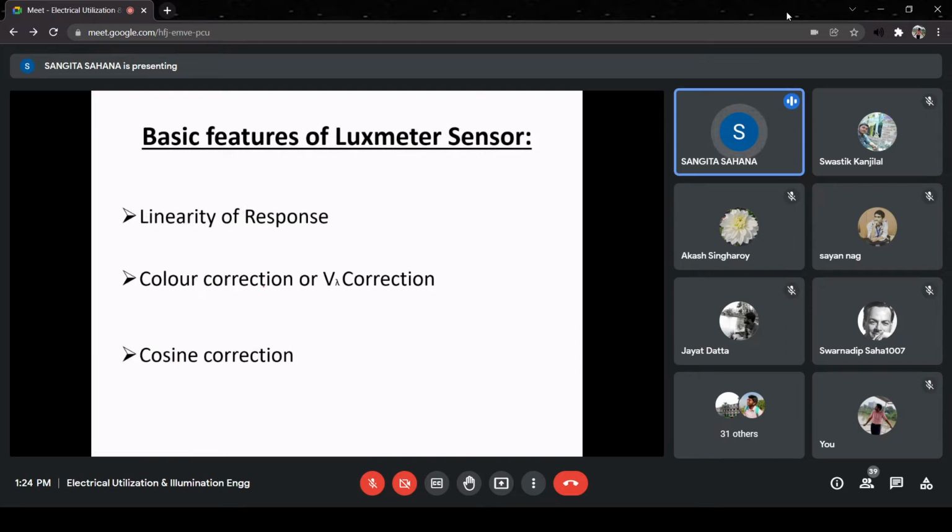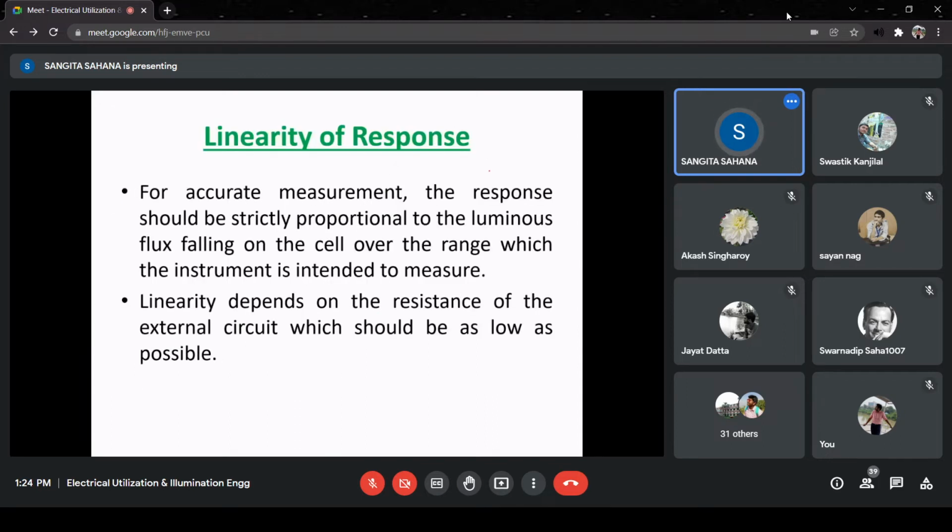So can I use an LDR as a lux meter sensor? The answer is no, because this light sensitive material must show these three properties. One is linearity of response, one is V lambda correction, another is cosine correction. So what is linearity of response? Linearity of response means the response of the sensor will be linear.